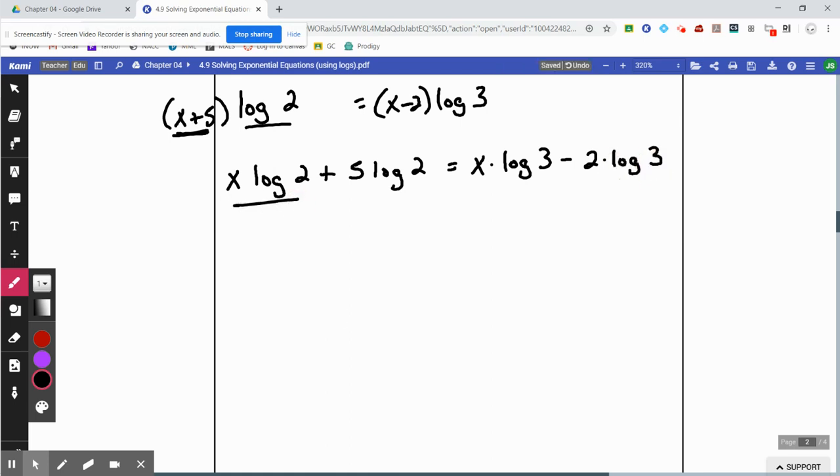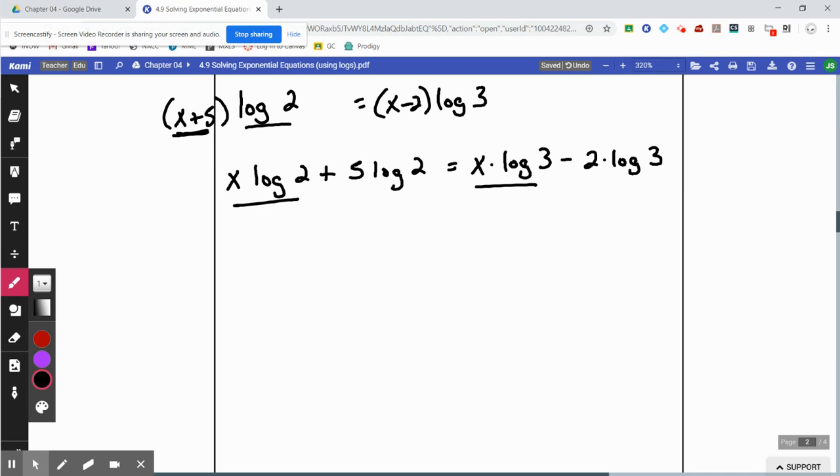We've got to solve for x, and I've got 2 of them. Anytime that you have an equation, this is not quadratic, this is linear. Anytime that you have an equation that has 2 x's, you always like to combine those x's. But how in the world do you combine log 2 and log 3? Here's what we're going to do.